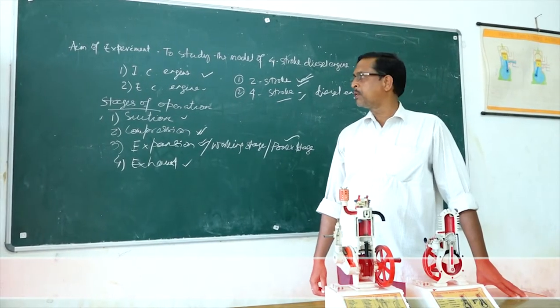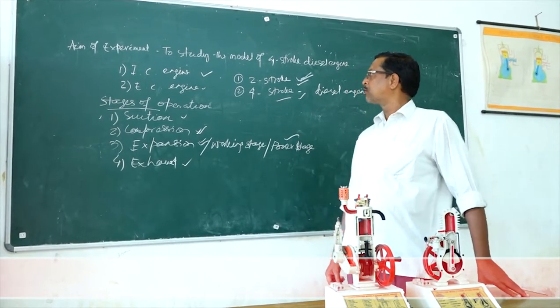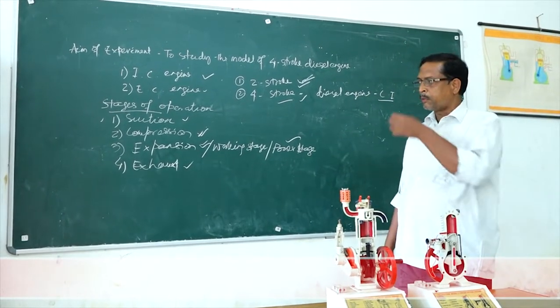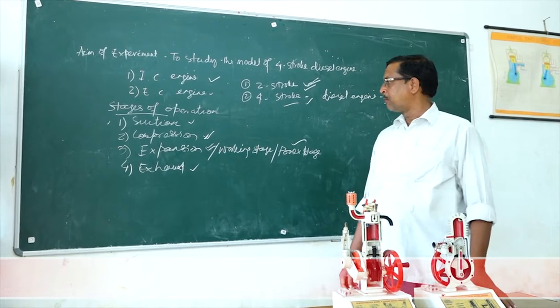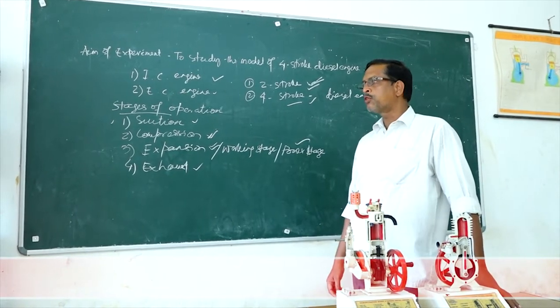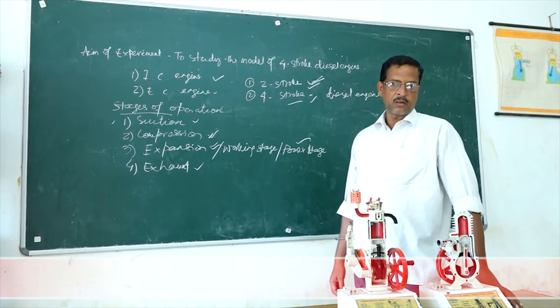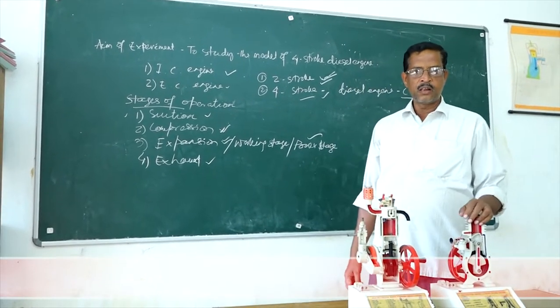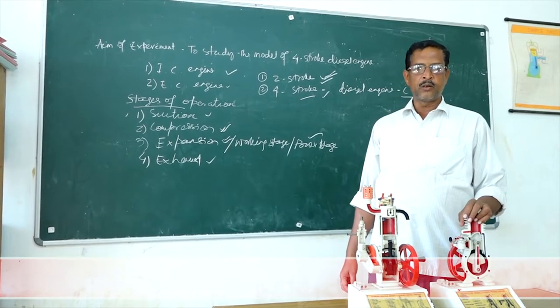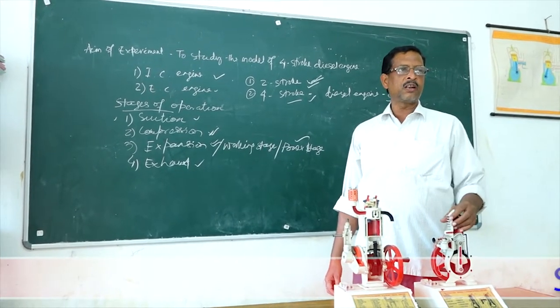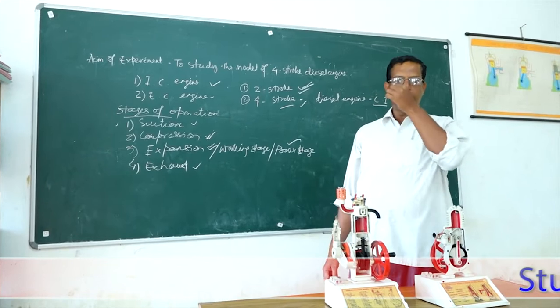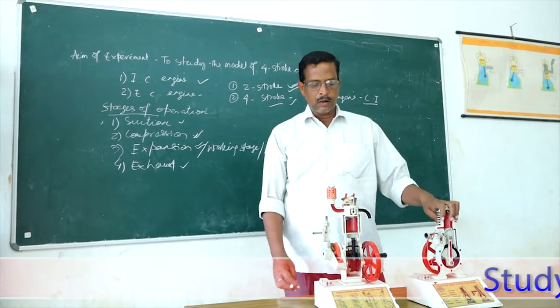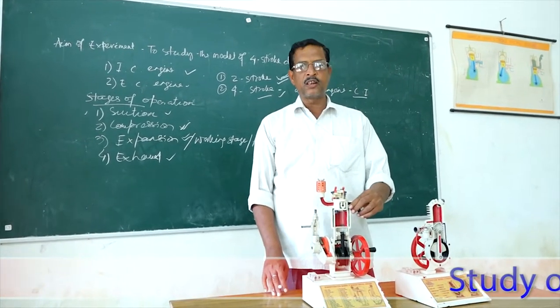Hello student, in the previous class we have studied about the two-stroke diesel engine. That means the operation of an engine completes during two strokes of the piston. So it is called a two-stroke engine, and diesel is used as fuel, so it is called a two-stroke diesel engine. Now we will study the model of the four-stroke diesel engine.